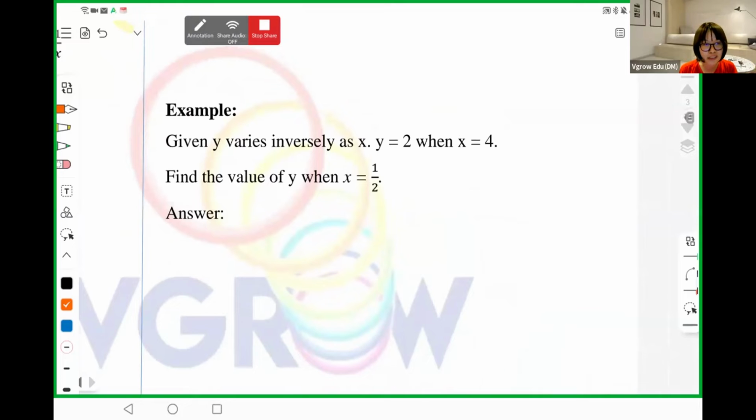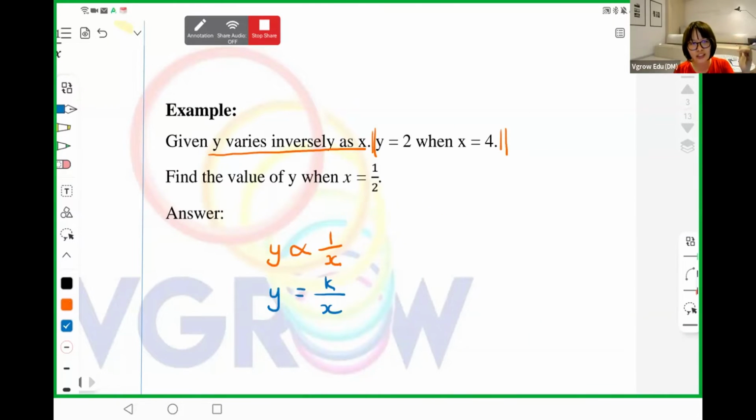See, the question is similar. So given y varies inversely as x, y is proportional to 1 over x. Same thing: you want to find out the value of k, change it to equation form. So y equal to k over x. k is always at the numerator, on top. Only the variable x will go down.